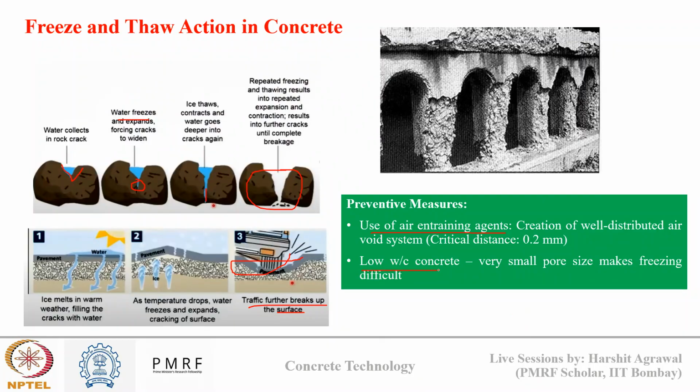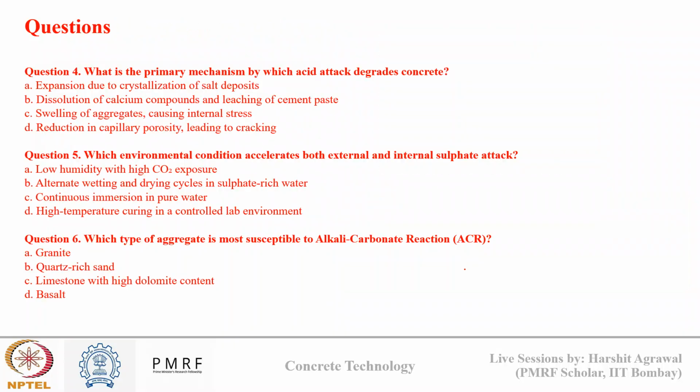And a lower W by C ratio. If I have a lower W by C ratio, there will be very small pores inside the concrete. So the average pore size of concrete will be reduced. And if the pore size is reduced, freezing will become difficult. And if freezing has become difficult, the freezing and thawing effect will be nullified. So in these two ways we can delay the freeze and thaw action.